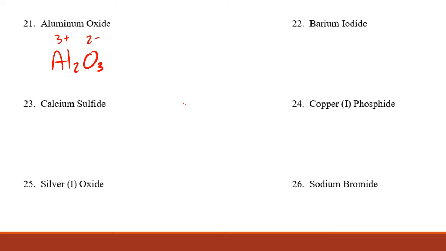22 is barium iodide. Barium is Ba. Iodine is I. Barium has a 2+ charge, where iodine has a 1−. You need to crisscross here. The 1 on the barium is not necessary. Calcium sulfide is CaS. Calcium is 2+. Sulfur is 2−. No need to crisscross. It's already neutral.